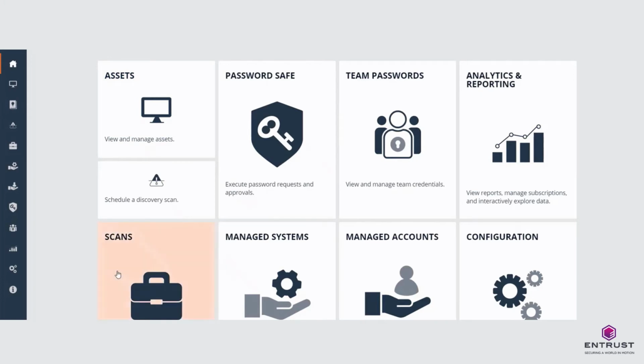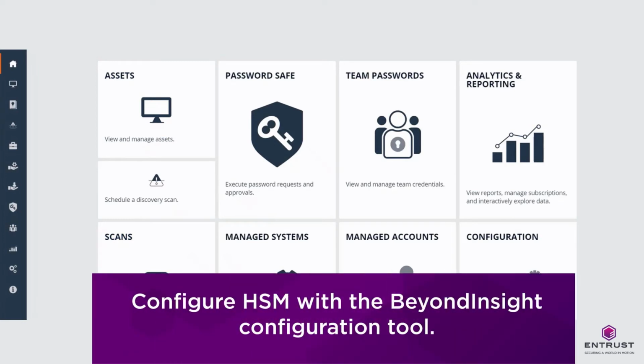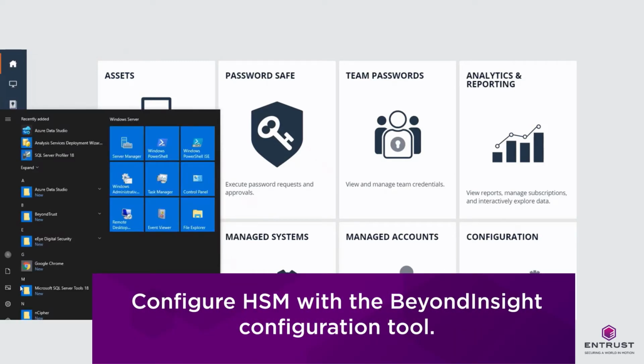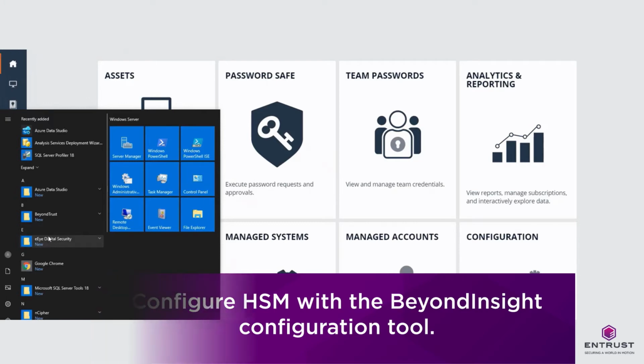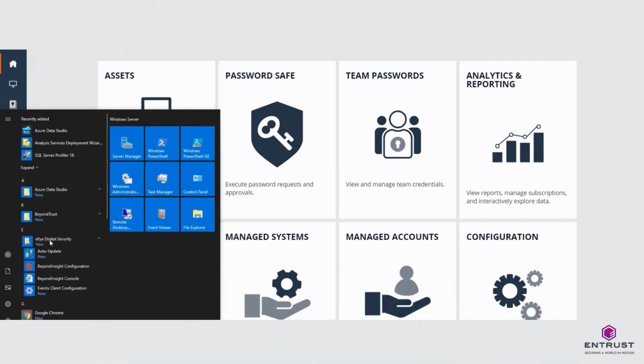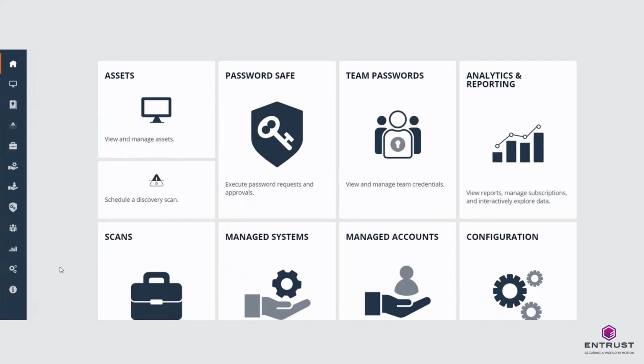Once the software is installed, you're going to press the start button on Windows and go to apps, and you're going to find iDigital Security that was set up by BeyondTrust. Click there, and you're going to find a utility called BeyondInsight Configuration. That's what we're going to use to set up HSM integration. So we click here.